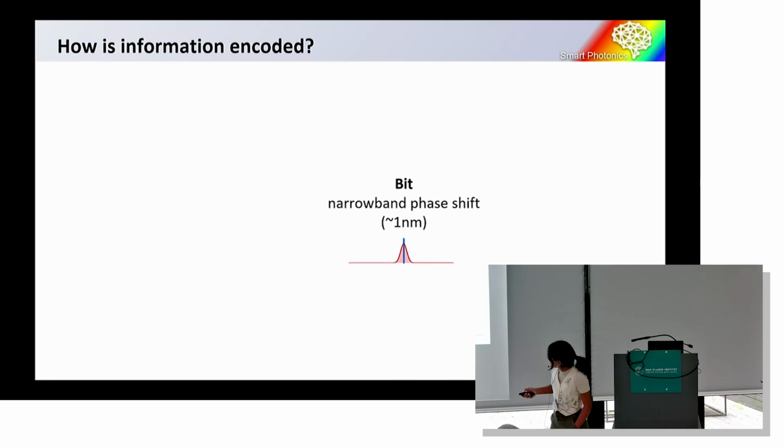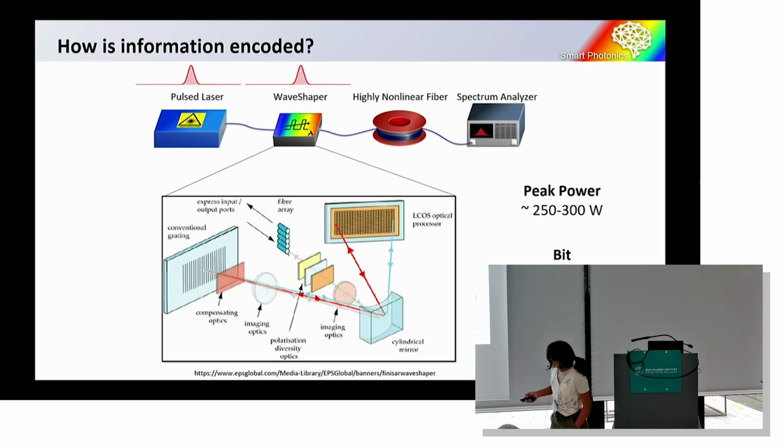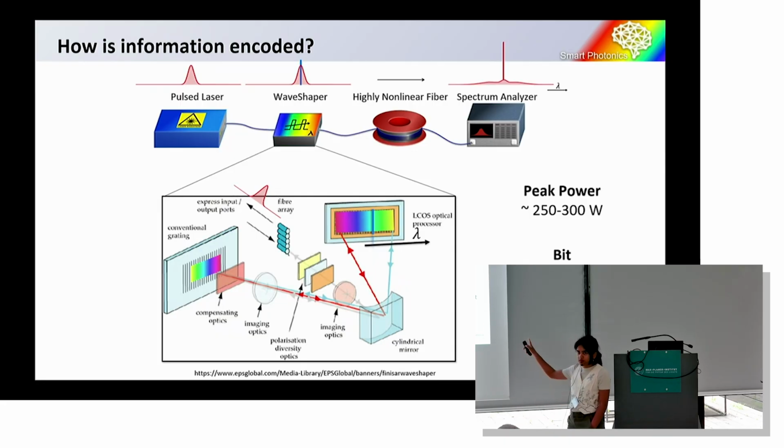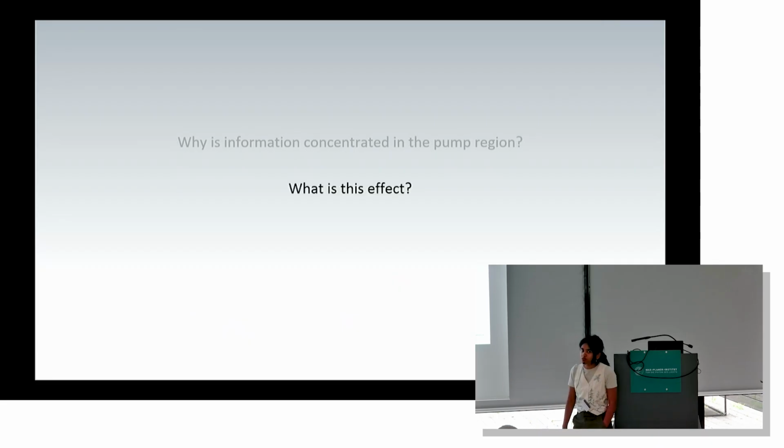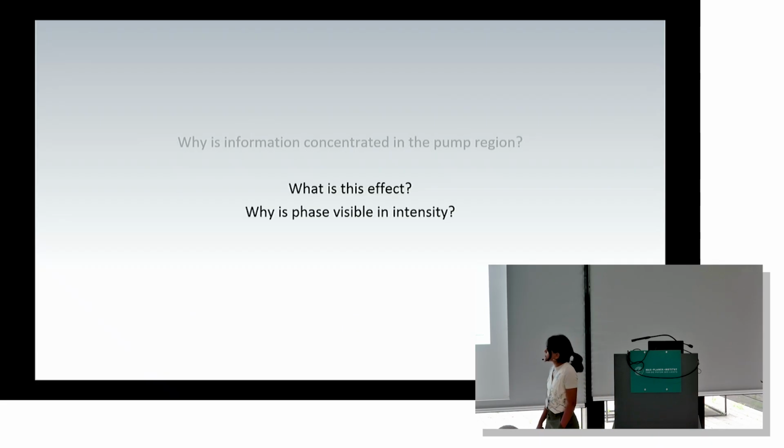After this, we pass it through the highly nonlinear fiber, and then we get the supercontinuum, but there's something unexpected there. This is not just a continuum, you also see a peak, and this corresponds to the phase that we've given. So now we have 2 questions. What is this effect? And why is phase visible in intensity?